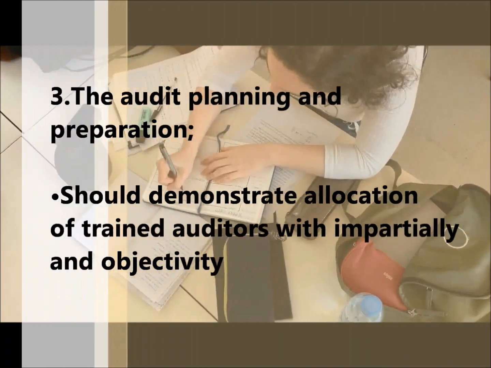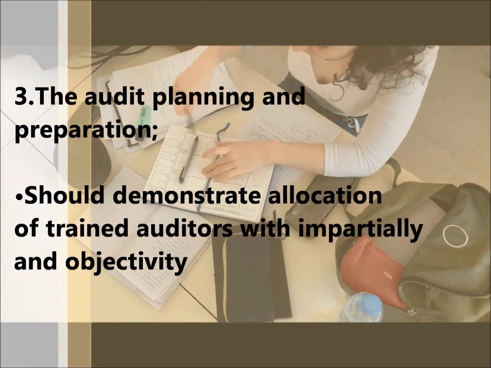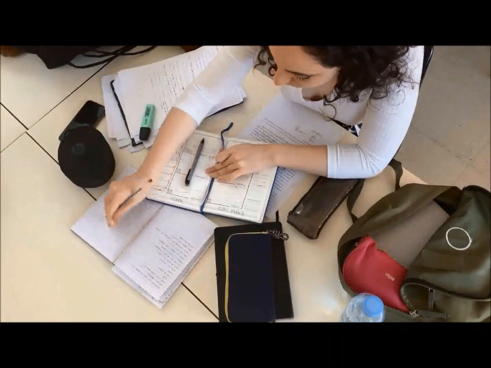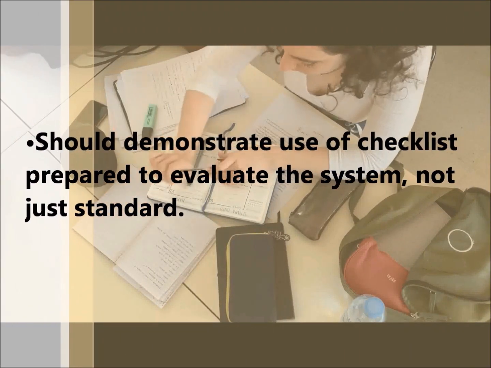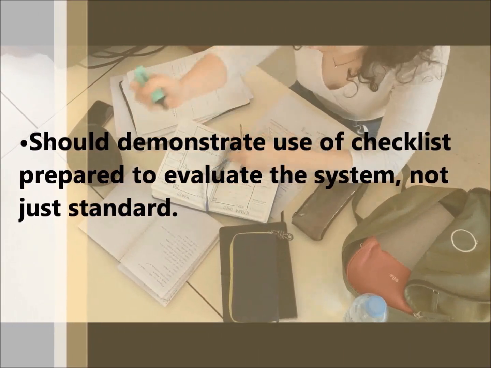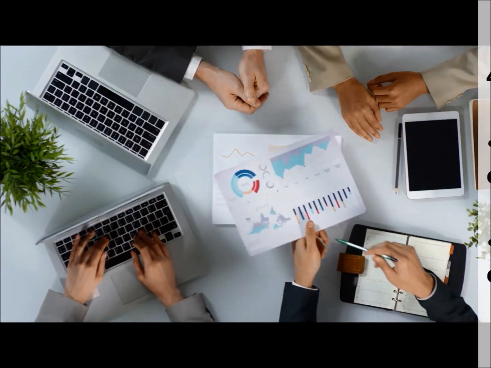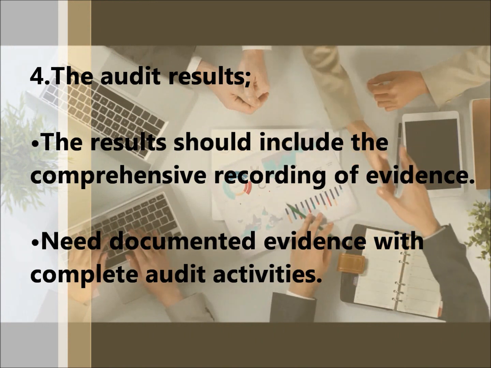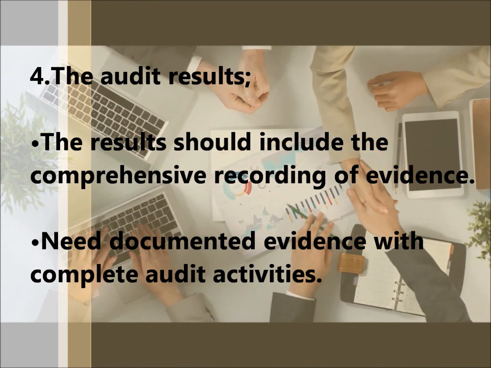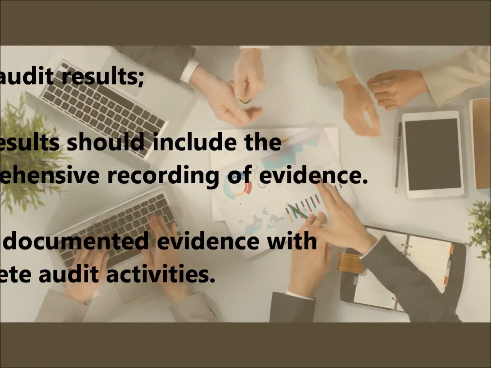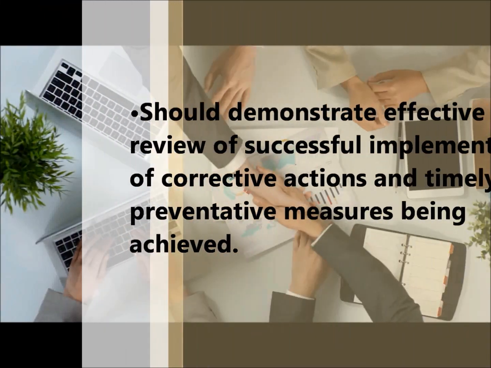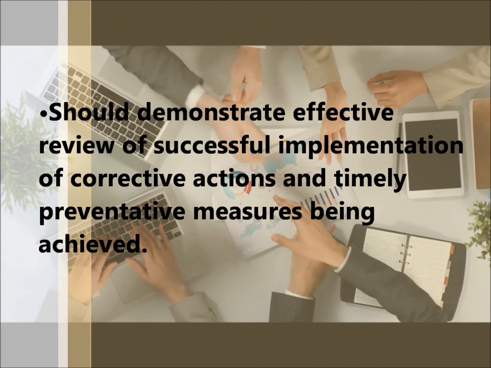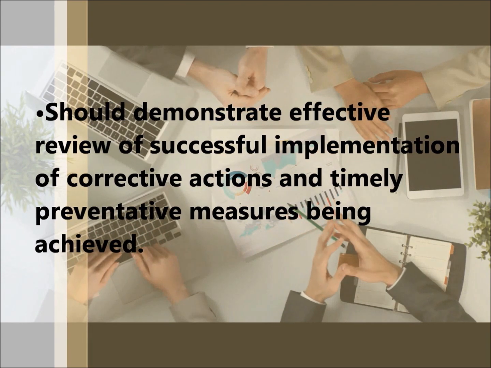Three: the audit planning and preparation should demonstrate allocation of trained auditors with impartiality and objectivity, and use of a checklist prepared to evaluate the system, not just the standard. Four: the audit results should include comprehensive recording of evidence. There is a need for documented evidence with complete audit activities. They should demonstrate effective review of successful implementation of corrective actions and timely preventive measures being achieved.